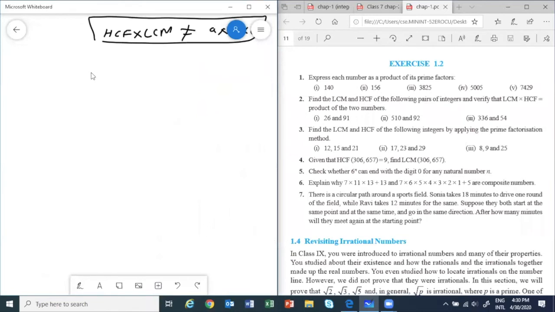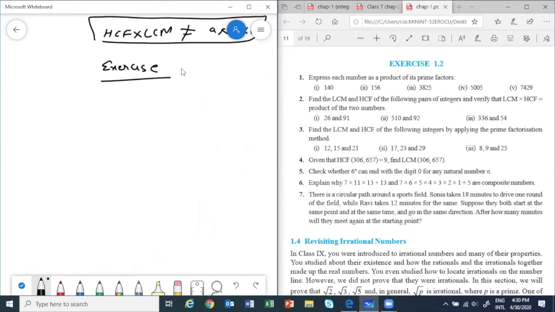See, first exercise 1.2 we are doing. So let's do our exercise 1.2. First question, first part. All of you try to do. What we have to do? Simply nothing. We have to find the prime factors.